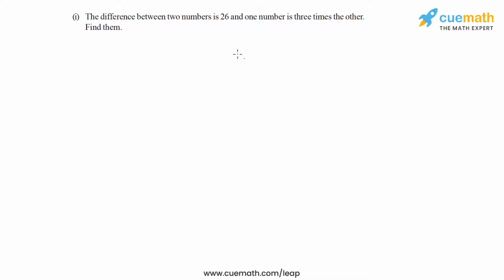So the first problem says that the difference between two numbers is 26 and one number is 3 times the other. Find these numbers. So we start by supposing that the first number is x and the second number is y. And now what we have to do is set up a pair of linear equations in these two variables x and y.